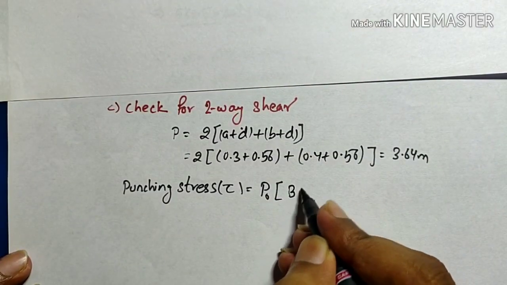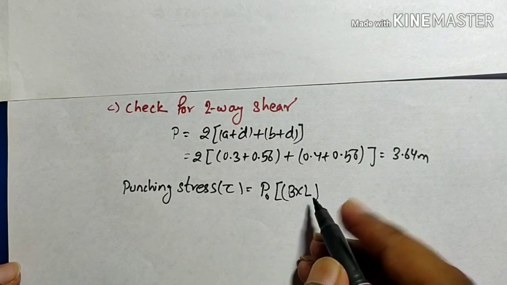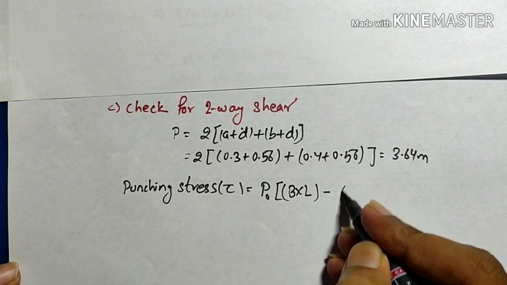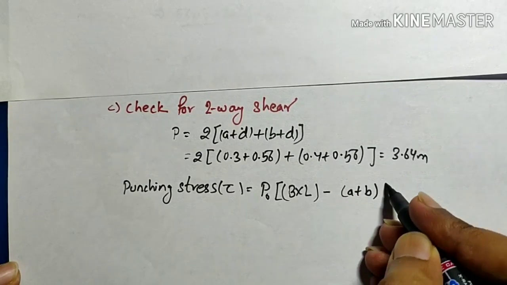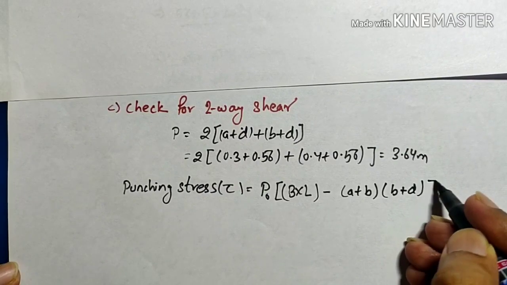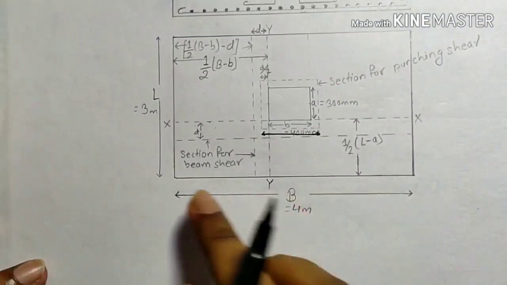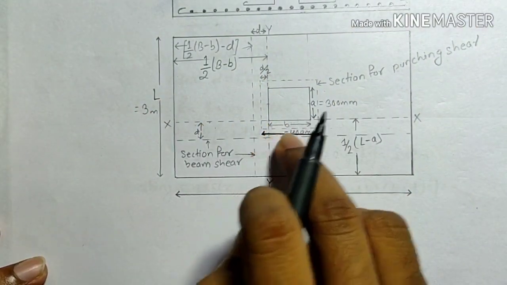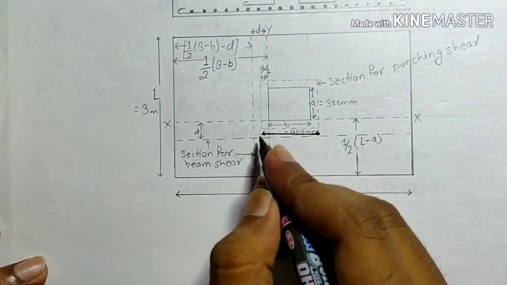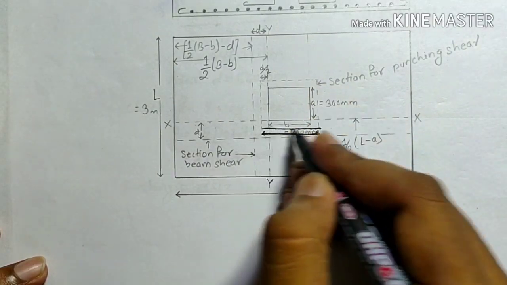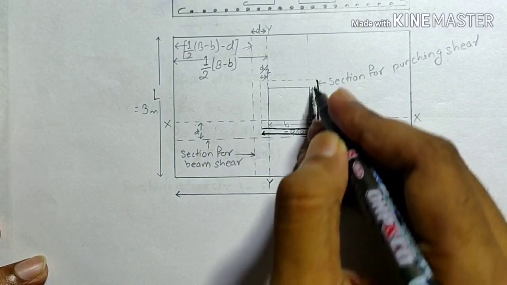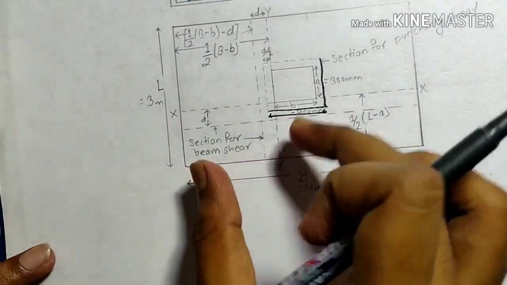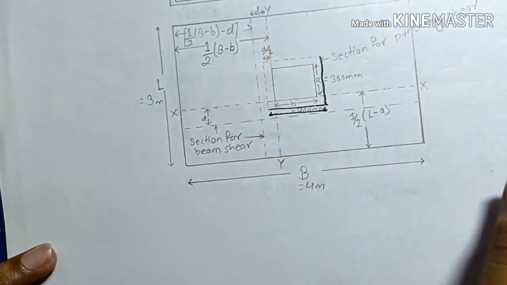B into L, meaning the whole area, minus the area of the middle portion, which is equal to A plus D times B plus D. See here, this whole area is B into L minus this A plus D and B plus D. Multiplying these two we get an area, and on subtracting it from the whole area we get the area on which the punching stress is acting.